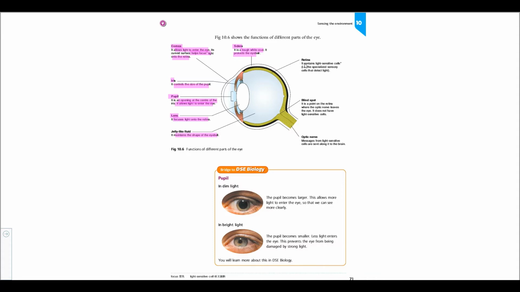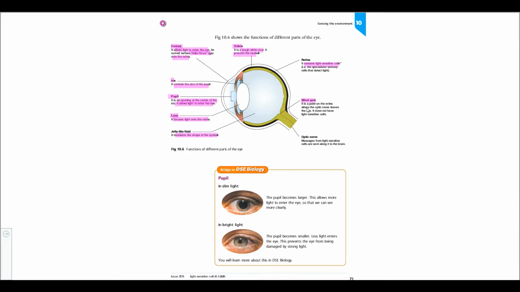And the retina. So the retina will contain something called the light-sensitive cells. So light-sensitive cells are exactly those specialized sensory cells we have talked about just in the last video, in chapter 10.1. So these cells are necessary to produce the sensation we call sight, so they can detect different light. The retina contains light-sensitive cells, yes, but then there is a point where no light-sensitive cells are found on the retina. So this is exactly the point we call the blind spot.